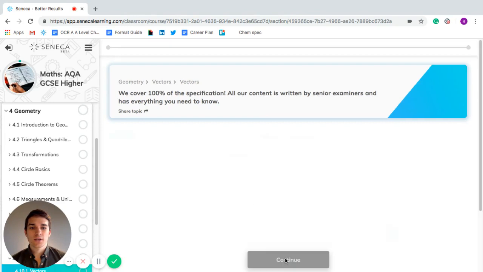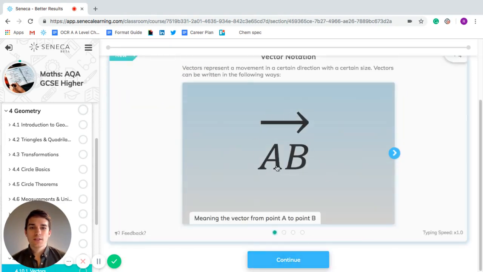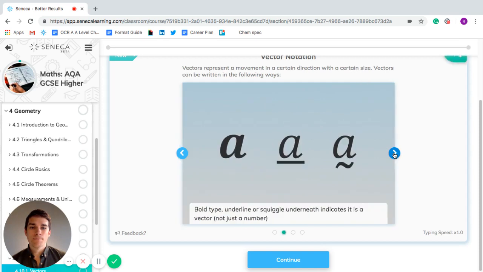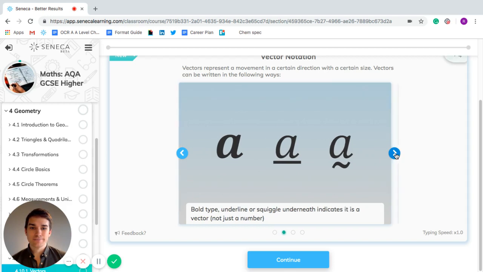So let's get going. So this is some notation of how we write vectors. This arrow shows that it's a vector going from point A to point B. Another way to show vectors would be to either bold a letter, underline a letter, or put that little squiggle under a letter. So that just tells us that that is a vector.